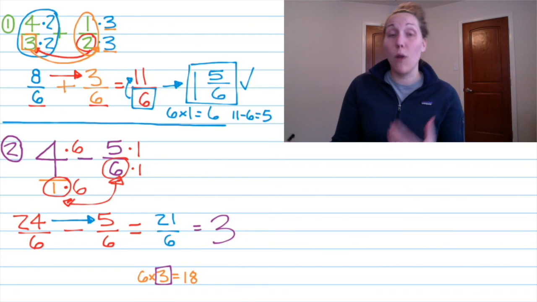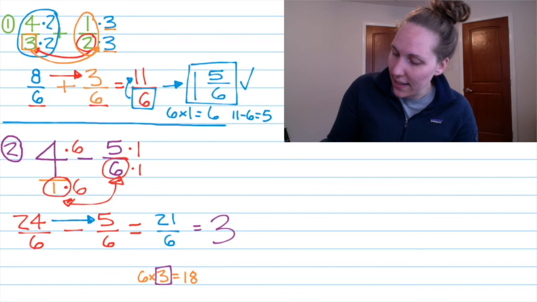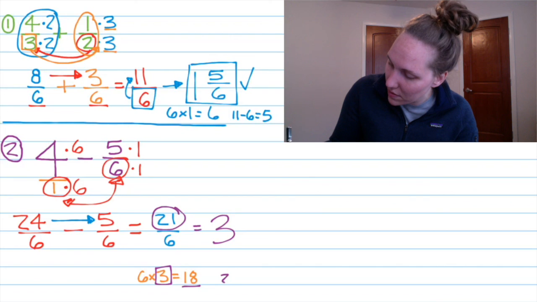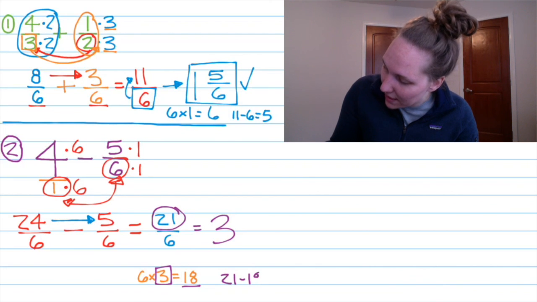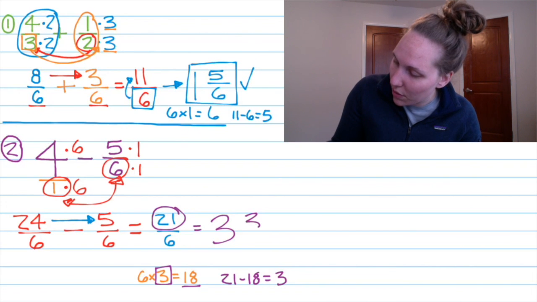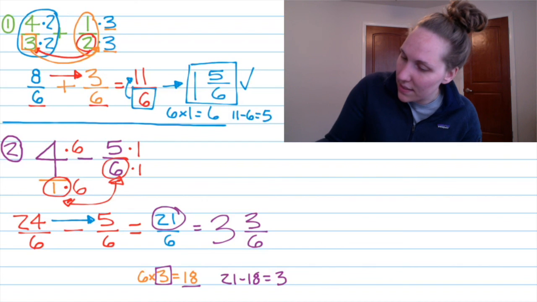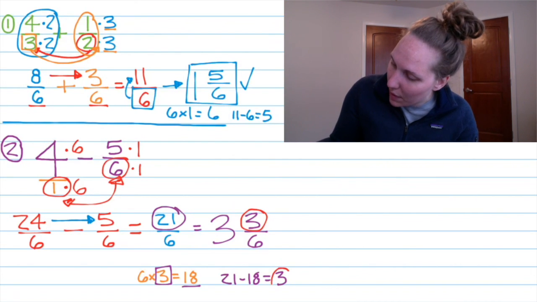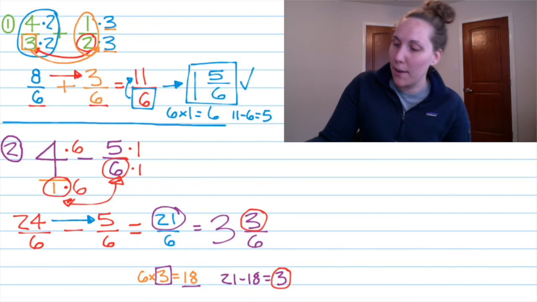And then figuring out what's going to be left over, again, we're just going to take this 18 and subtract it from 21. So 21 minus 18 is going to give us what's left over. 21 minus 18 is 3. So we're left with 3 over 6. Again, we got this 3 from right here, if you're trying to figure that out.